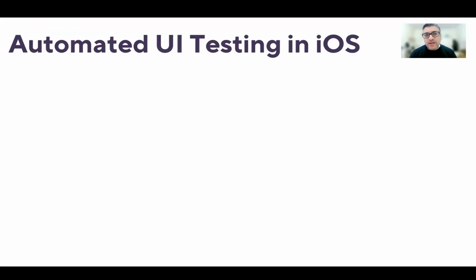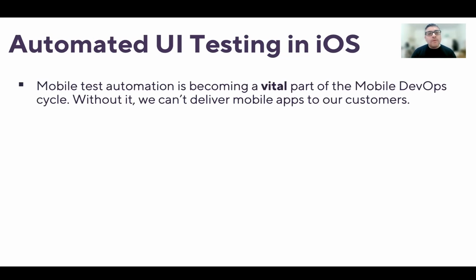At the beginning, let's talk a little bit or briefly about automated UI testing in iOS in general. And then after that, we can jump to our topic today, how we can scale up and how we can tackle this challenge. Mobile test automation is becoming a vital part, it is not nice to have, it's become a mandatory thing that we need to start thinking about if we want to apply the mobile DevOps cycle.